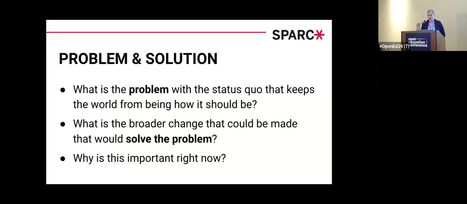All right, so what is the problem with the status quo that keeps the world from being how it should be? What's the broader change that could be made that would solve the problem, and why is this important right now? We get people to do this exercise because it gets you thinking in this mindset about how things should be. When you are able to articulate this for yourself, you're better able to articulate it to a decision maker, somebody perhaps with more power or access than you who can influence a decision, and explain to them why this is important.